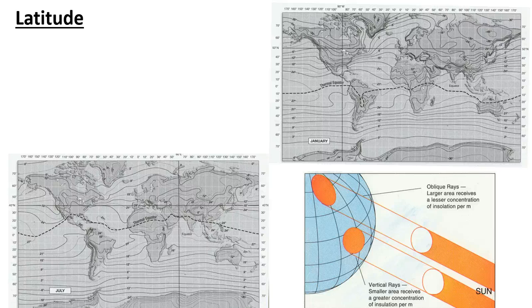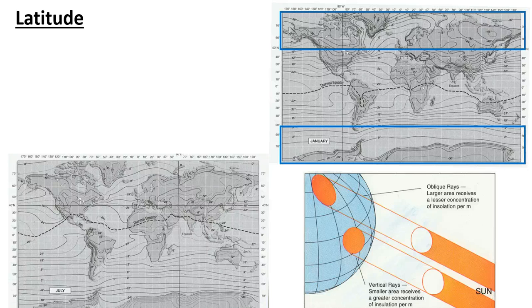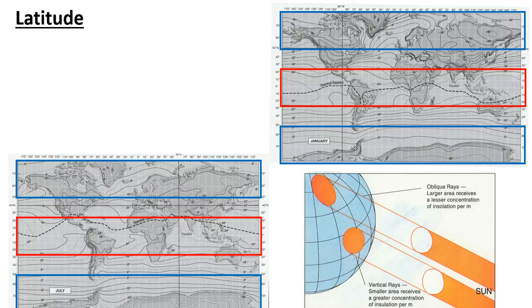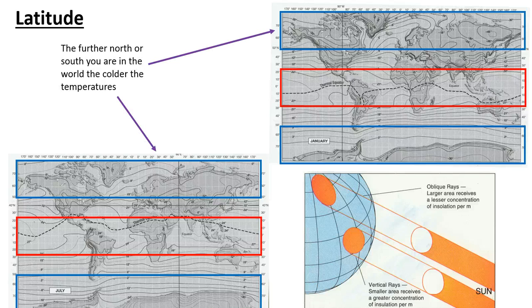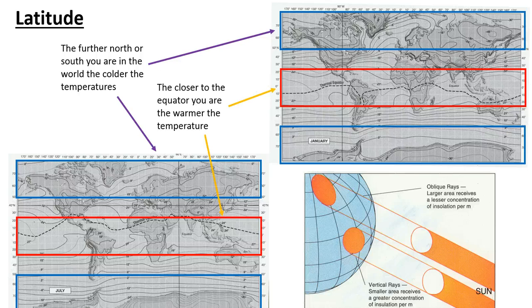Using this with our map of January, we can see that the isotherms in the extreme north and south of the map are cooler when contrasted to those near the middle of the map. The same can be said when looking at the map of July. What can be inferred from this climate control is that the further north or south you are, the colder the temperatures, while the closer you are to the equator, the warmer the temperatures, both of which are a result of the amount of insolation the area receives.